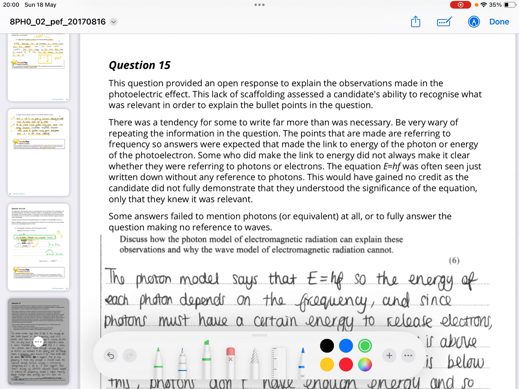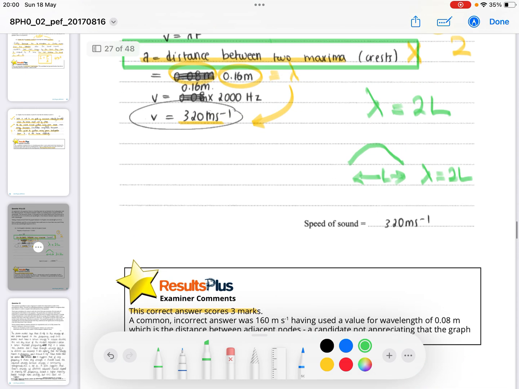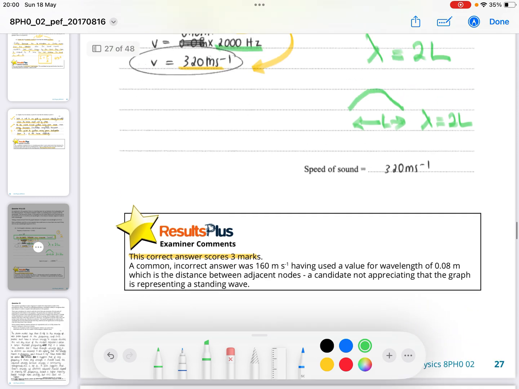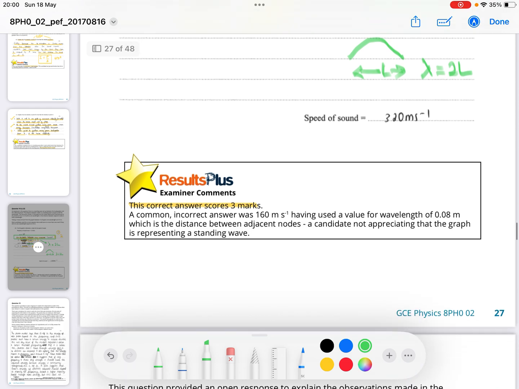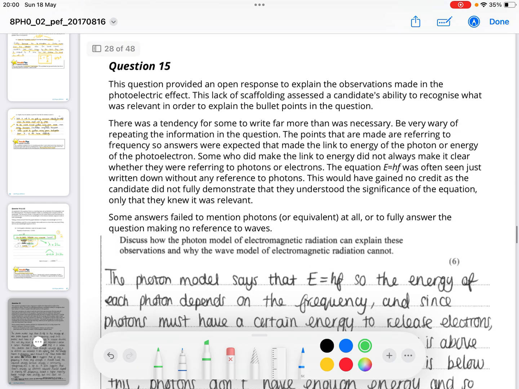All right, so, by the way, they're giving you the frequency in the question. In fact, this is the only difficult part of the question, and the examiners let them get away with it. Not impressed.